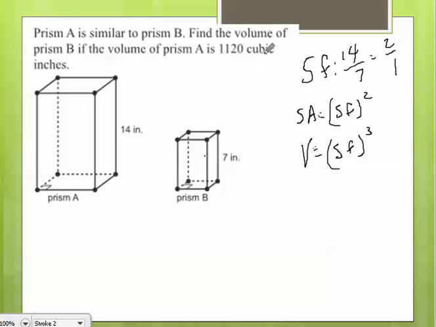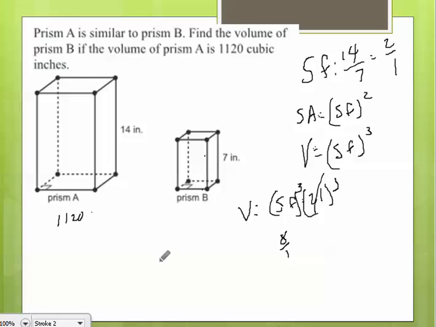So we're looking at prism A having a volume of 1120 cubic inches, and we're wanting to know the volume of prism B. Well, look at this. My scale factor is 2/1, right? I'm going to cube that to get my volume ratio. So that's going to be 8/1. Well, the bigger one is 8, obviously, 8/1.